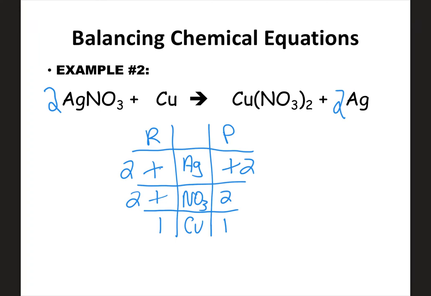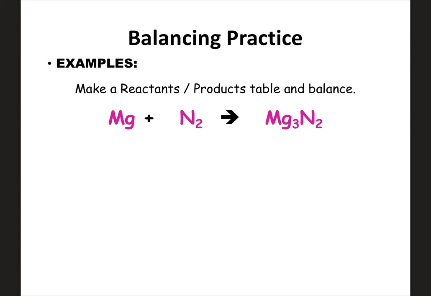Okay? So we're going to try a few more examples here. You're more than welcome to pause the video, try this on your own. Make sure you can do it. But we're going to do reactants products tables here for these, just so we get used to doing these. And there might be some other little things I want to point out in some of these examples as well. So this first one here, we have Mg reacting with N2 to form Mg3N2. Okay, so we'll do our reactants products table.